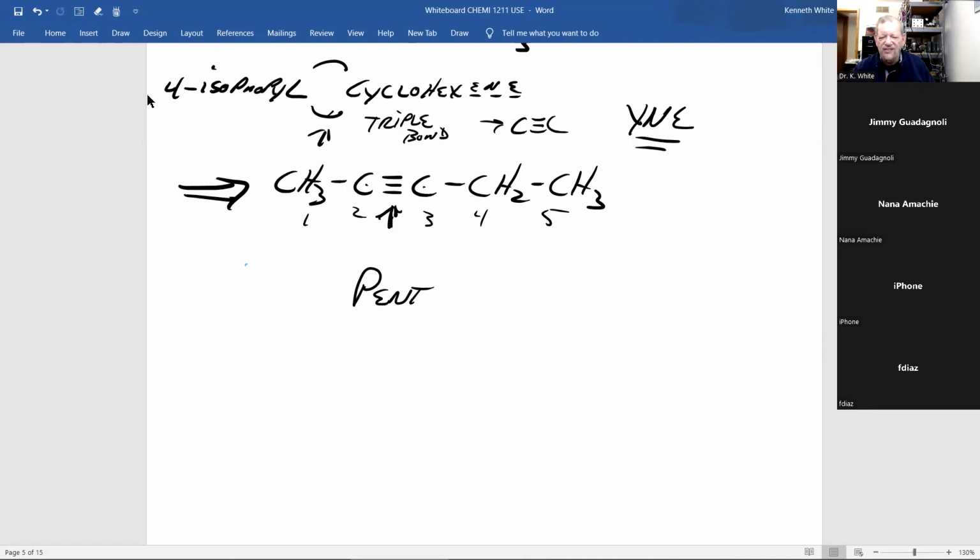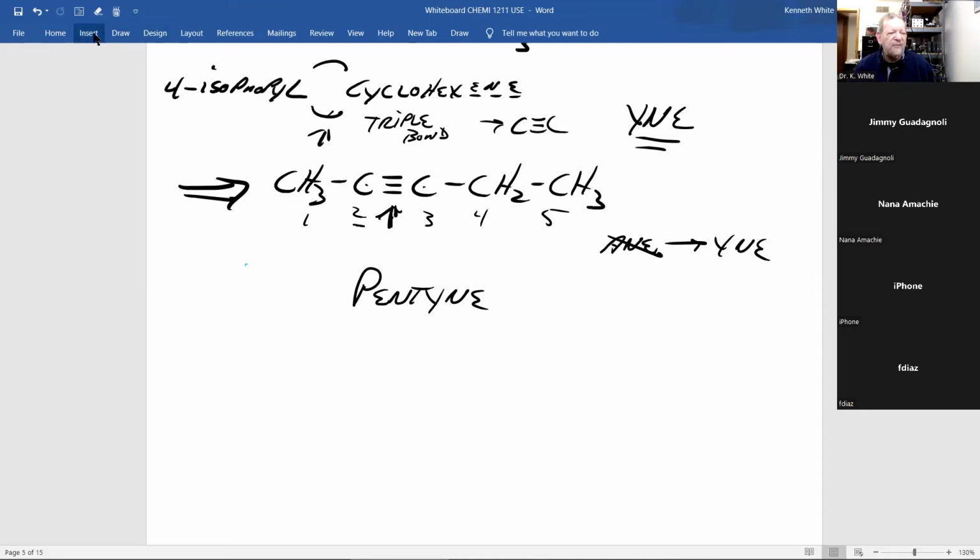You take the -ane ending of the alkane name, drop it, and replace it with -yne. And therefore, this becomes pentyne. And like a double bond, you find what carbon atom is closest to the end of the chain. The example I used for double bonds was 1, but I figure I better switch. And this carbon is 2.